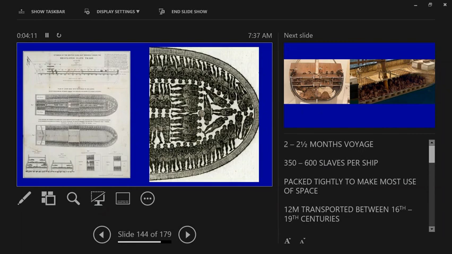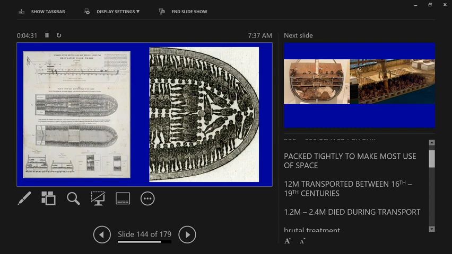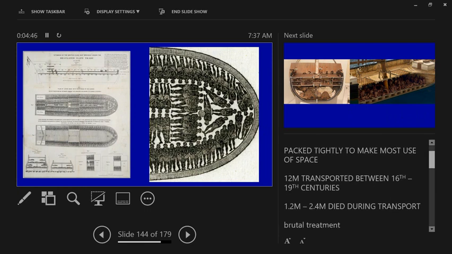So a ship coming from Africa to the New World would make a voyage of between two and two and a half months, and typically there would be about 350 to 600 slaves per ship. They were packed very tightly in order to make the most use of space. Remember that these were not seen as people, they were seen as cargo. So just like cargo, you would stack it as tightly as you could so that you could fit the most cargo on one ship, and then that ship would be more profitable.